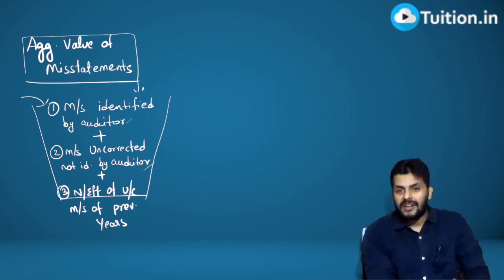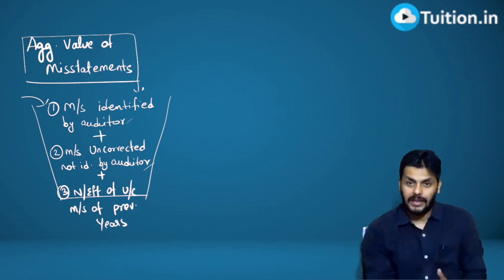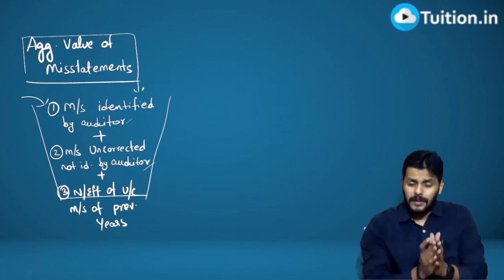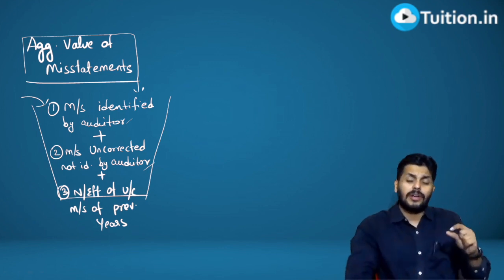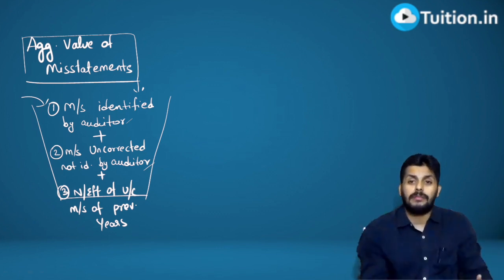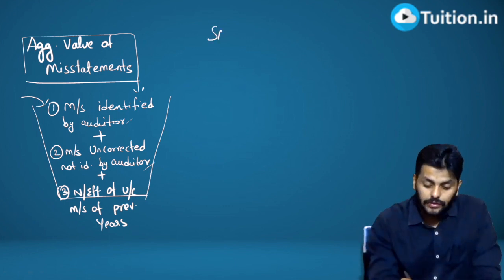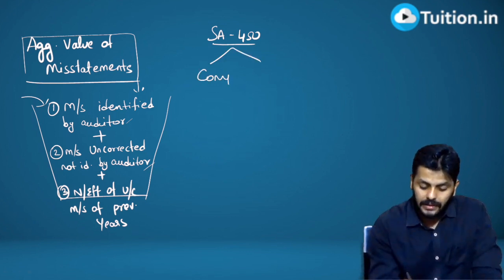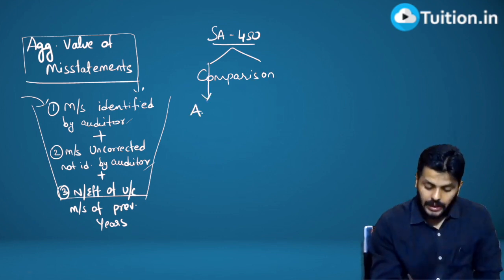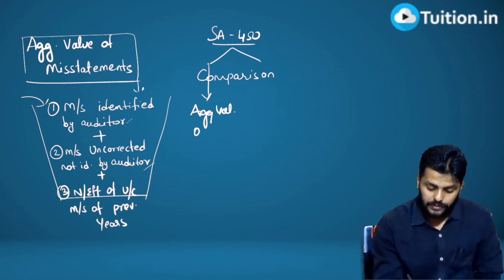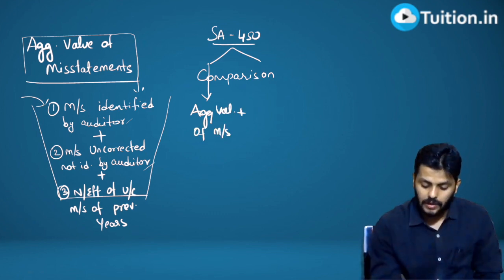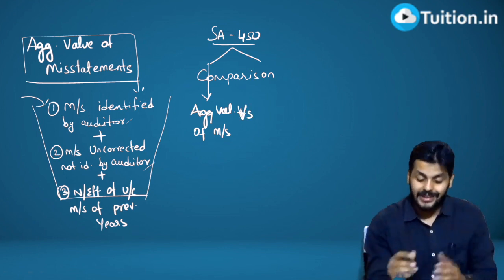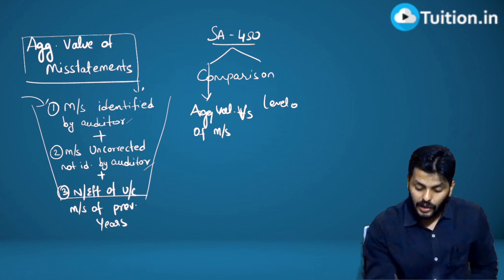Now you may definitely ask me at this point, why are we discussing the aggregate value of misstatements? Because it is a very important consideration for us to check whether material misstatements are there. But that does not happen here in 300, that happens in 450. Standard number 450 is all about this. Which one? A comparison between aggregate value of misstatements versus level of materiality.